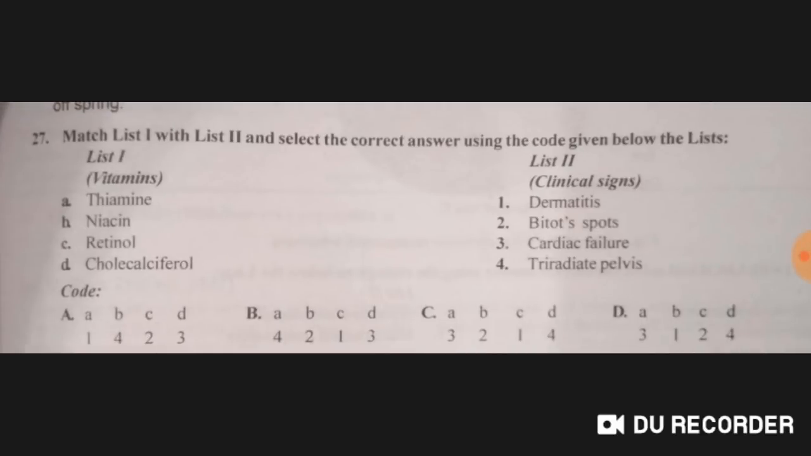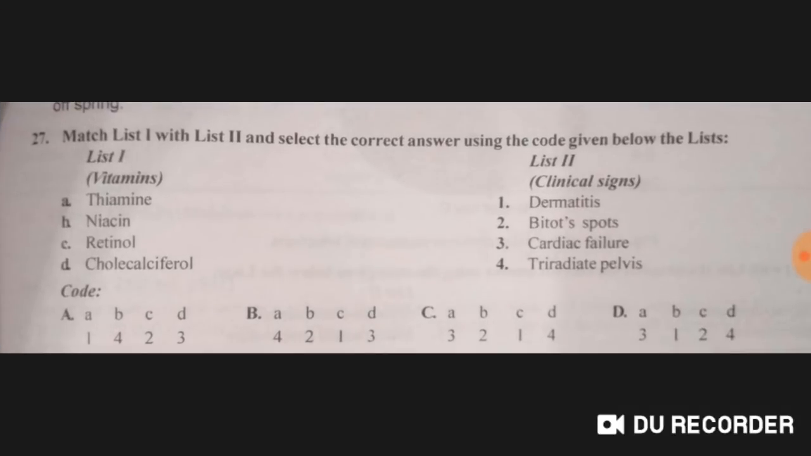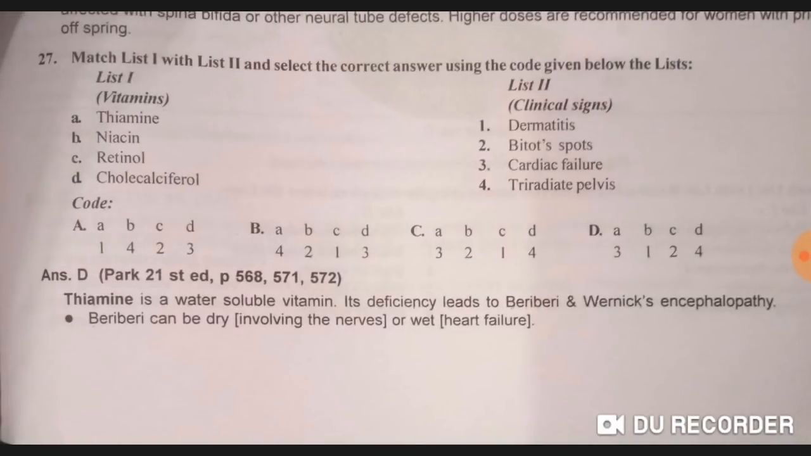Now match the following list. Thiamine is for... C. Niacin is responsible for dermatitis. Niacin, B will be first. So two options in front of you, B is first. So D we see, and retinol is for Bitot's spots. C is 2. Cholecalciferol is for triradiate pelvis, and thiamine is for cardiac failure. Cardiac failure. So D option is the right here. Yes, D is the right.